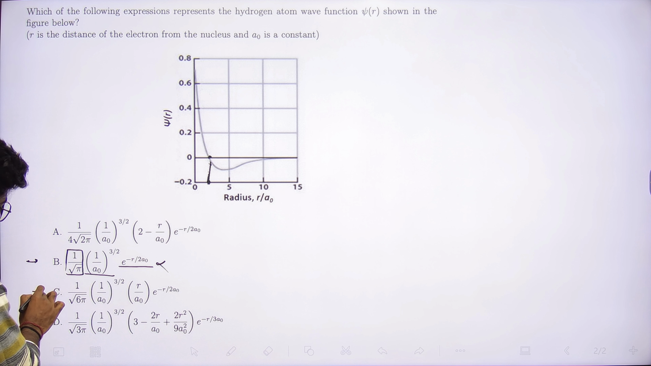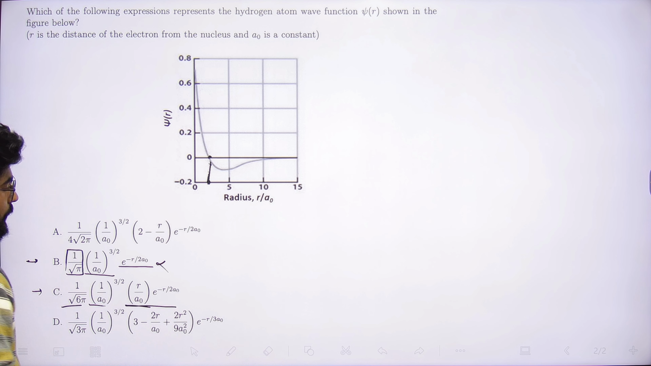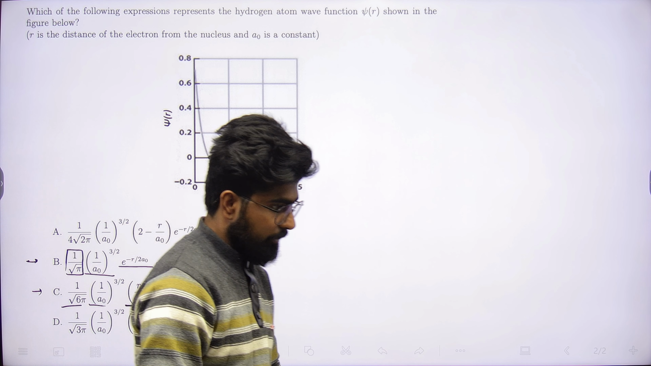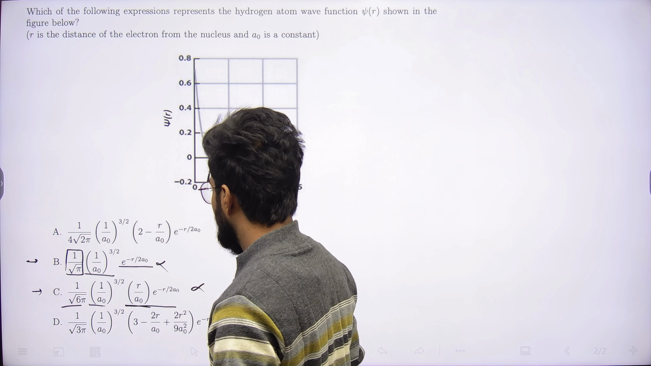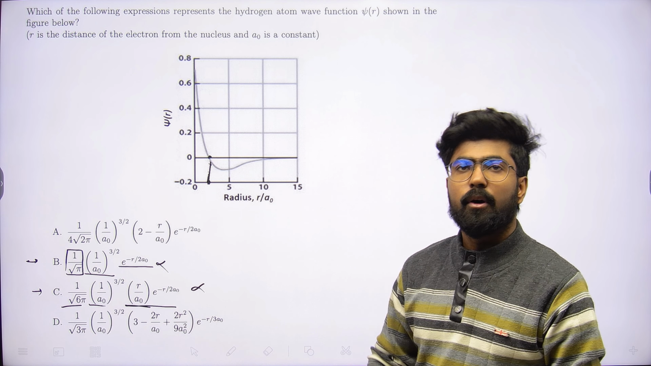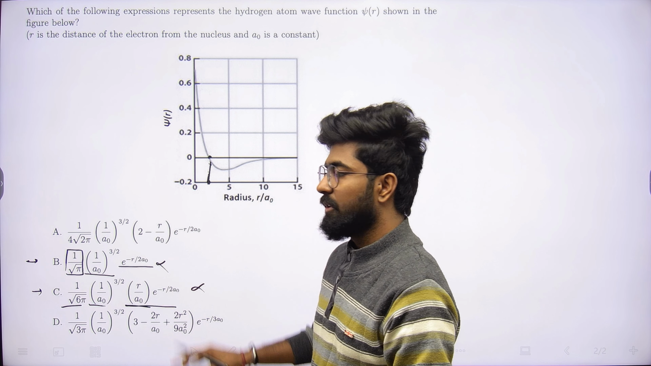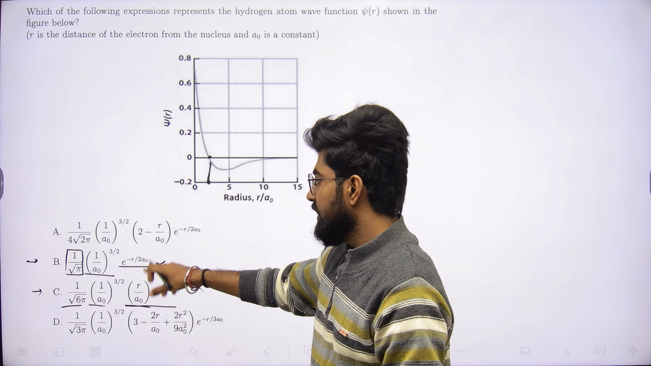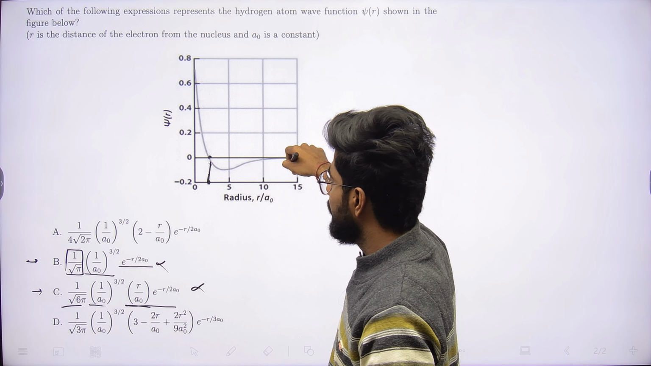Now option C, can this be 0? No. Can this be 0? No. Can this be 0 as a whole? No. Again, because it is an exponential factor, it cannot be 0. So basically these two equations clearly cannot give you a 0 wave function for any value of r by a naught. It means these two equations do not follow this node or this graph.